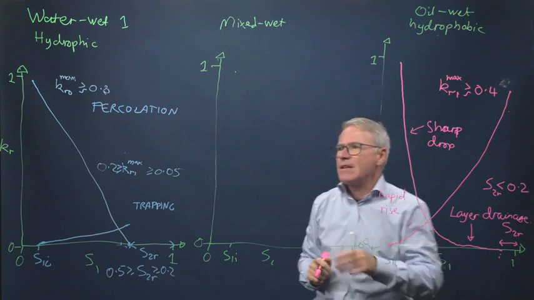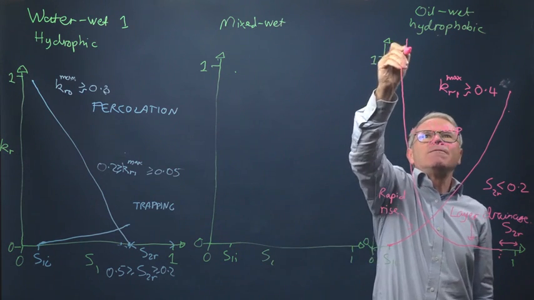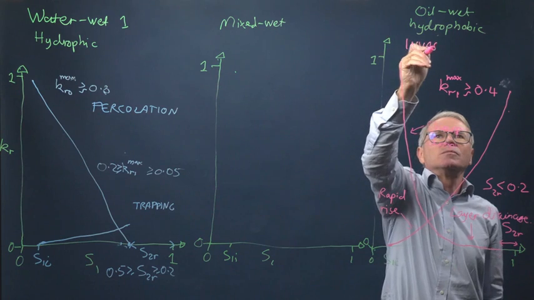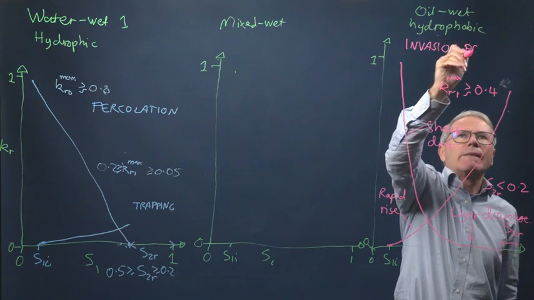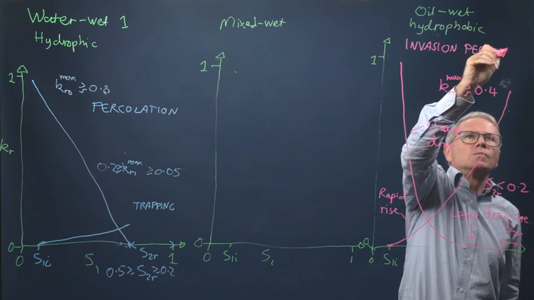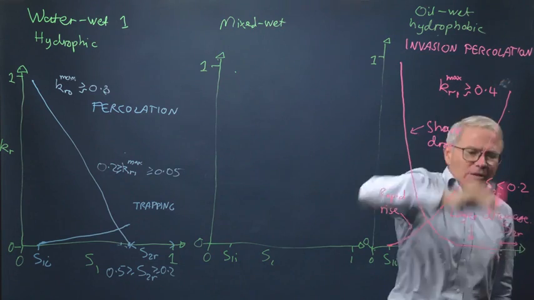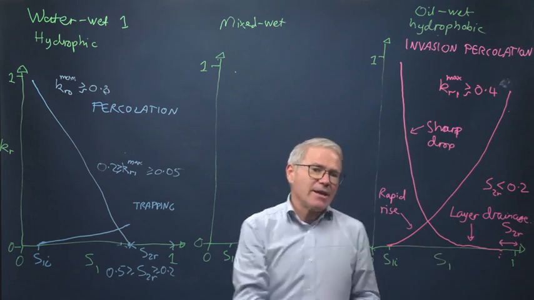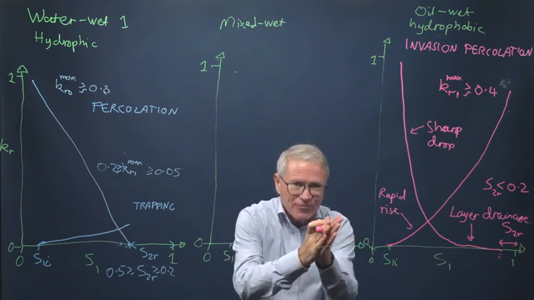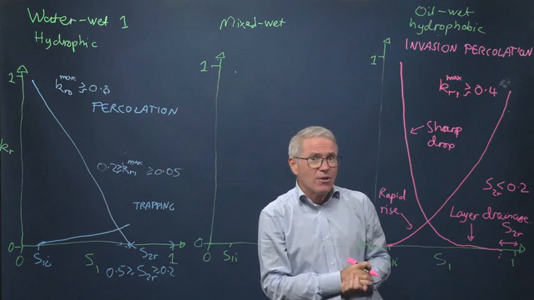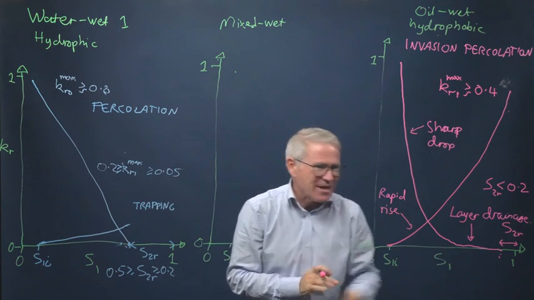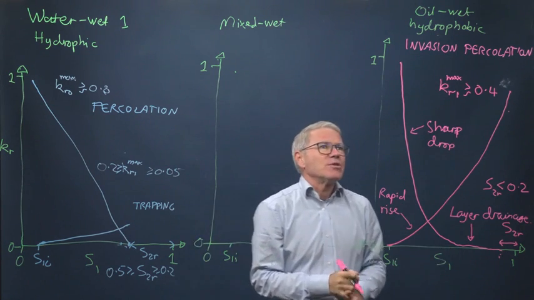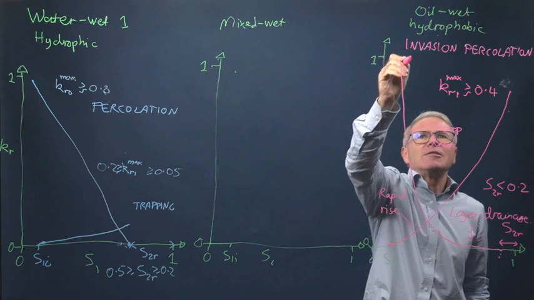And in terms of the physics of the displacement, this is invasion percolation. And there's little trapping. I mean, there is some trapping because these layers do eventually break, so they're not there. You don't get down to a zero residual saturation, but it's very low. So there's little trapping.